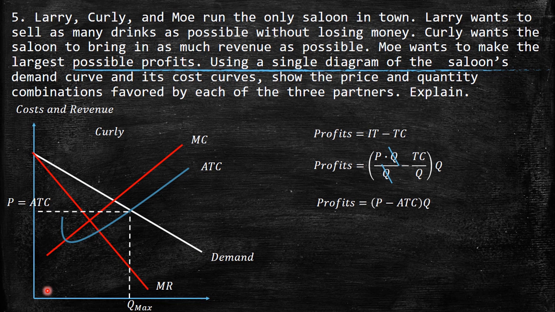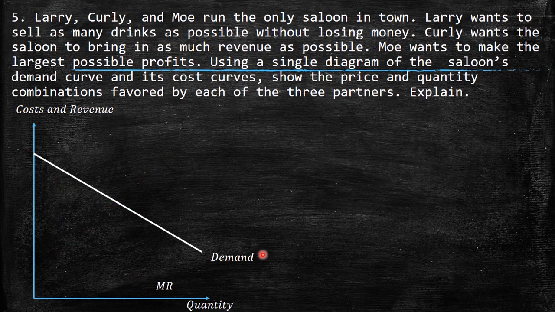So this one is going to be the income or the revenue, and the total cost is going to be exactly this one, because average total cost times Q is going to be total cost. So this is going to be exactly the same one.